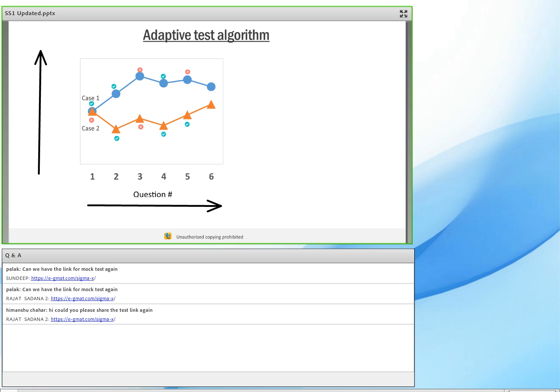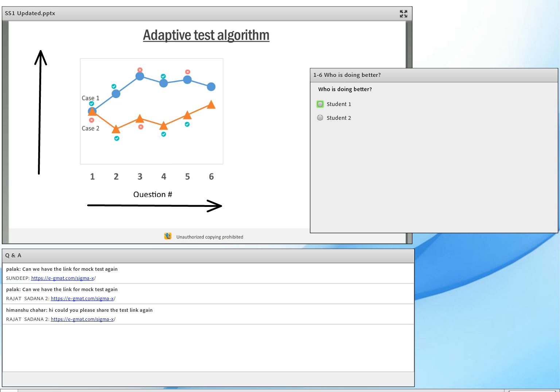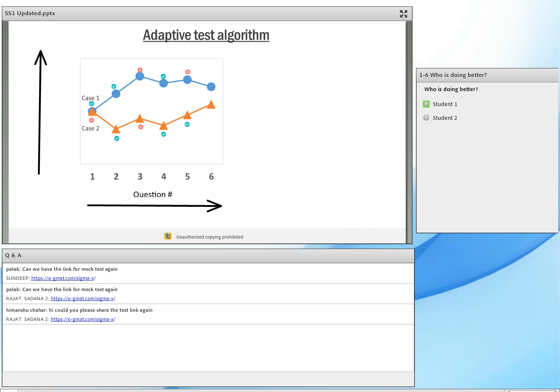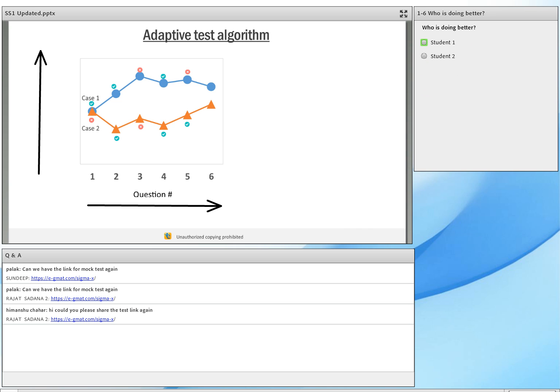So now at the end of essentially question 5, if we were to end this test, and if we were to score them, who do you think would be doing better? Would it be student 1 or would it be student 2? Who do you think would be doing better? And let's get some responses.